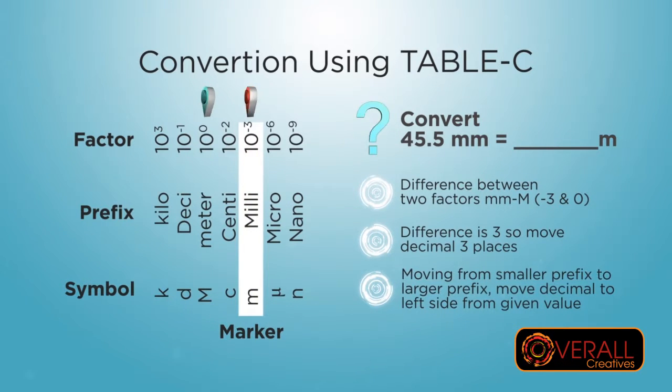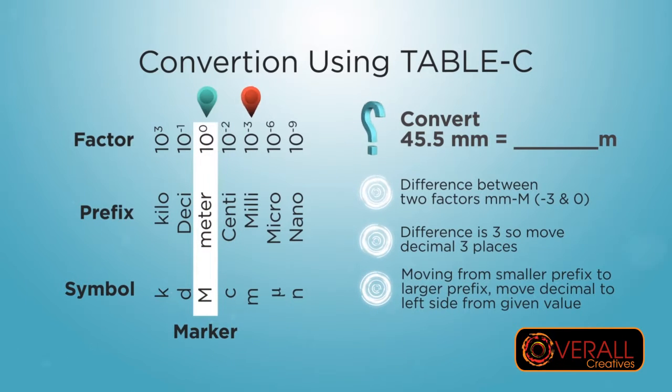Again, what direction? Well, if I'm going from milli, I'm going to 10 to the 0, which is over here. I'm moving it to the left 3 places. So 45.5, I'm going to the left now. 1, 2, 3 is going to equal 0.045 meters.